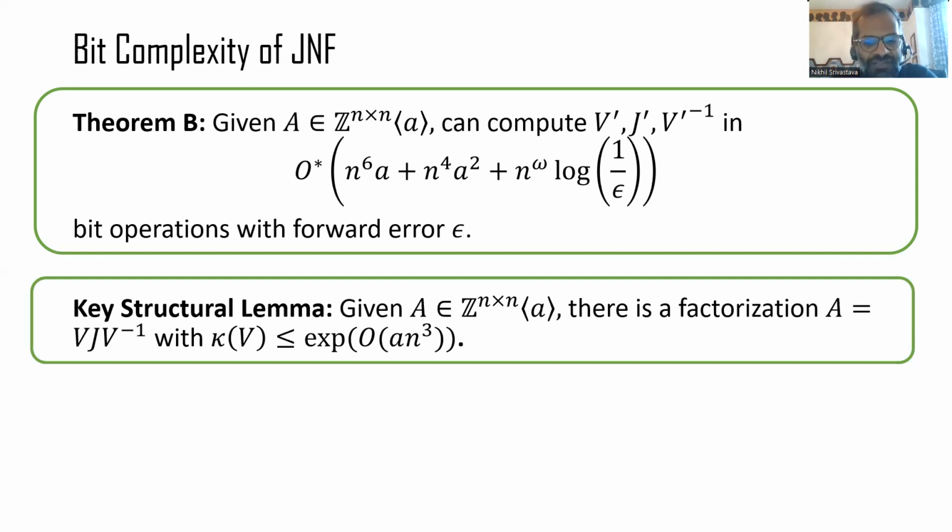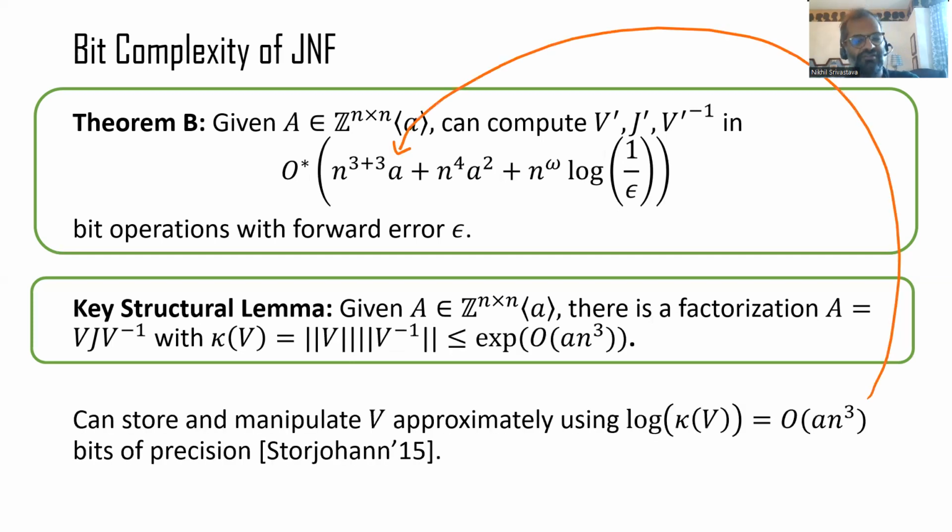So the statement is: given any n by n integer matrix A with a-bit entries, there is a Jordan normal form where the condition number of this similarity V is bounded by exponential in n cubed. Some such bound has to exist, right? The number of n by n matrices with a-bit entries is finite, so there's some bound on this condition number, and this is saying what this bound is. Oh yeah, and the condition number is the norm of V times the norm of V inverse.